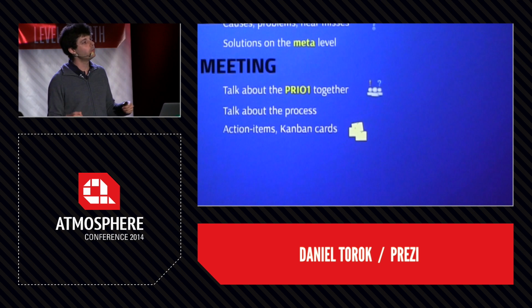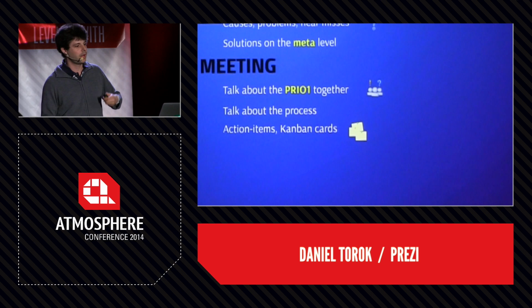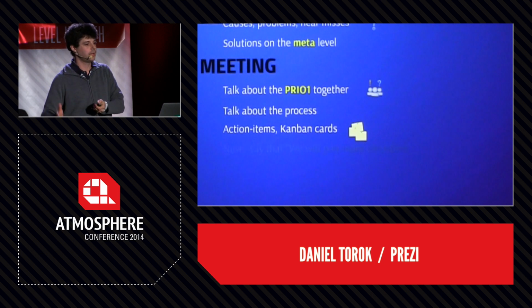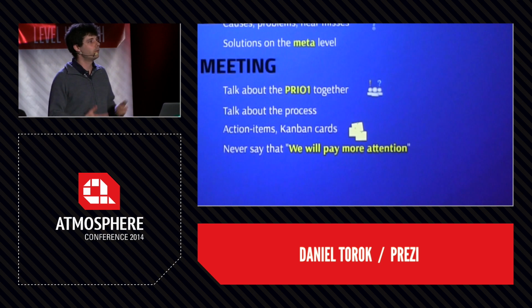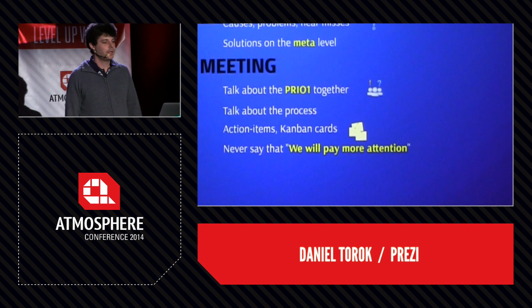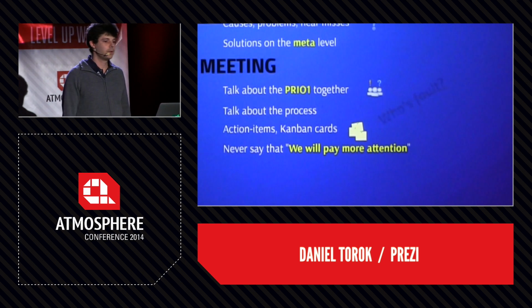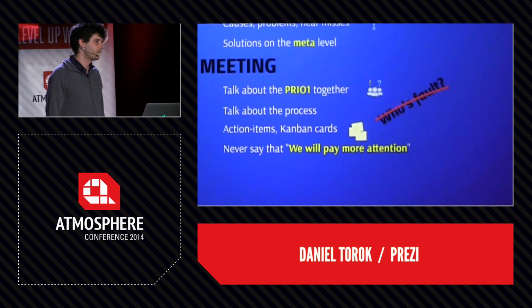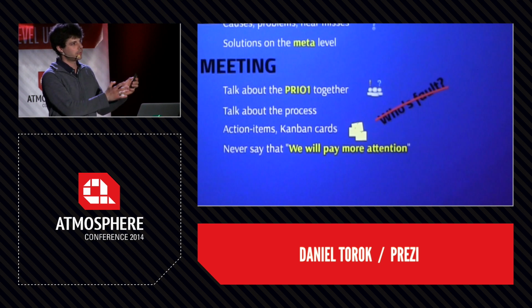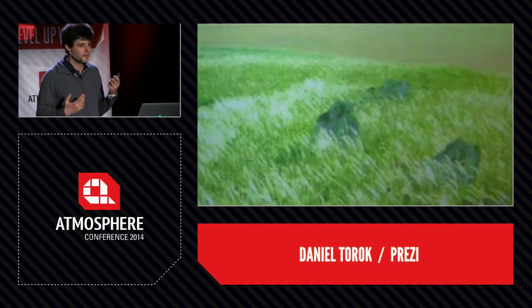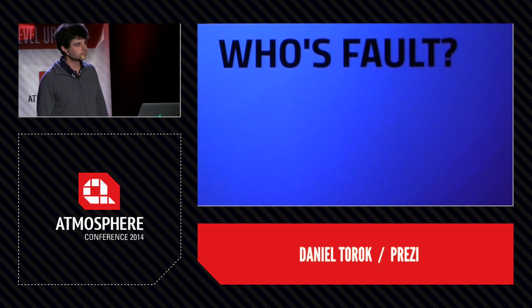But there is one thing we don't do. The action items are always doable items, and we never say that we will pay more attention. It's not a solution. We won't actually pay more attention. And there's one thing we never talk about: whose fault was the outage. This is a very important and very strong part of the Prezi culture, that we don't talk about this. But why? Whose fault is the outage?